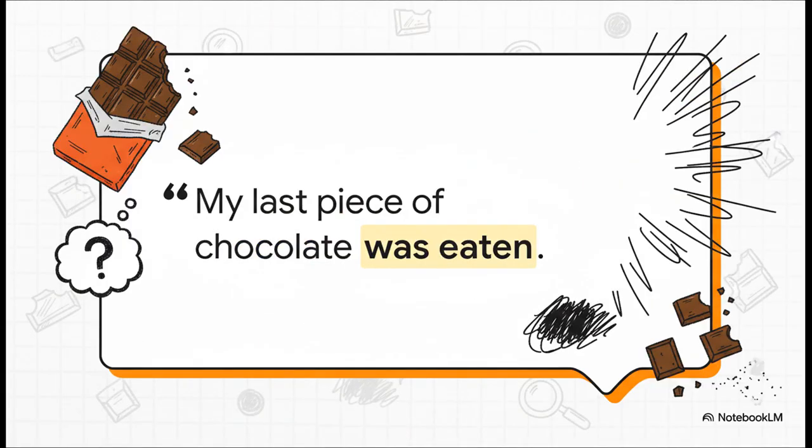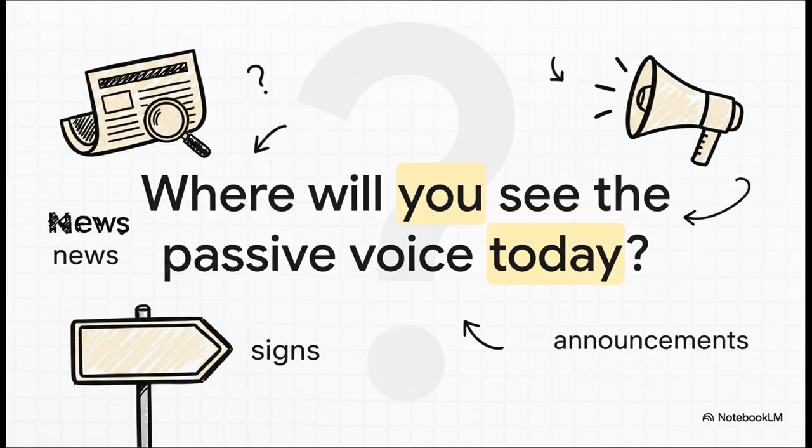And it's also perfect when we don't know who did something, or, maybe when we don't want to blame anyone. If you come home and say, "My last piece of chocolate was eaten," the focus is totally on the sad fact that your chocolate is gone. Who did it is still a mystery. So, there you have it. You've got the tools now. You know the difference between the active voice, which is direct and powerful, and the passive voice, which is a bit more formal and changes the focus.